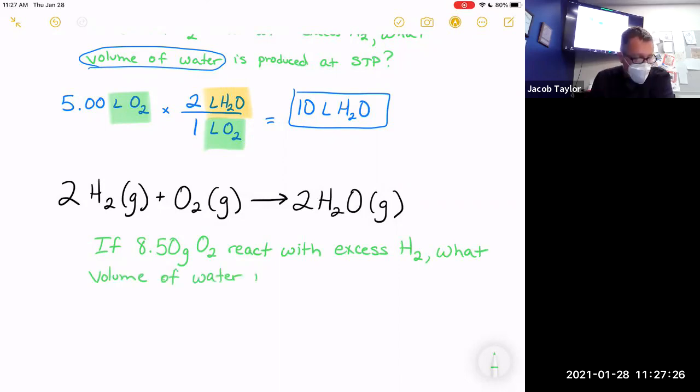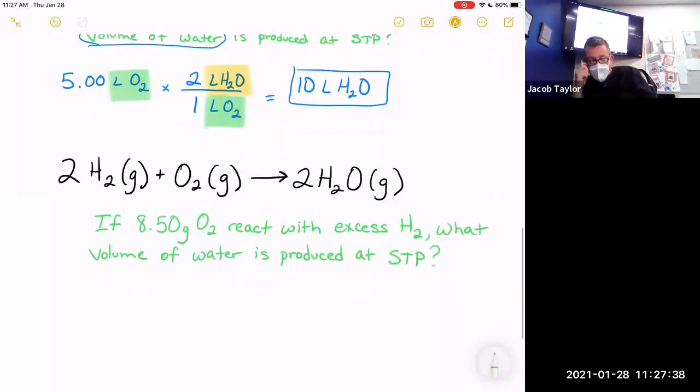Actually, the only reason we could with liters is because it was at STP. If it's not standard temperature and pressure, then you can't go from liters to liters like we did on that last problem. But even if it's standard temperature and pressure, grams are our problem child. You cannot just convert from grams to liters. You got to turn grams into moles. So we're going to convert grams into moles, then moles into liters. Grams to moles, then moles to liters.